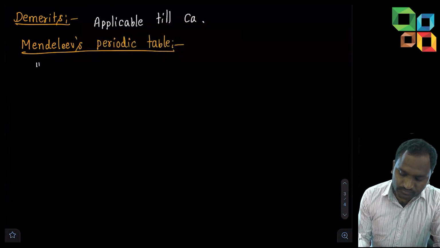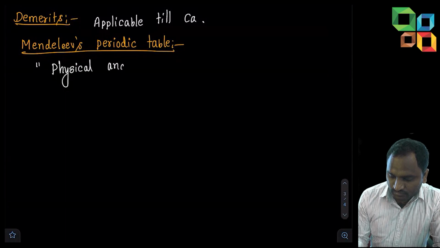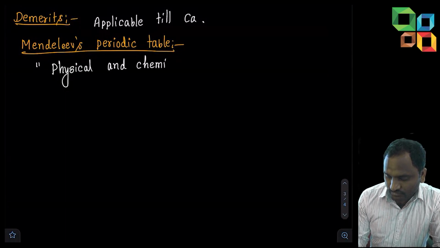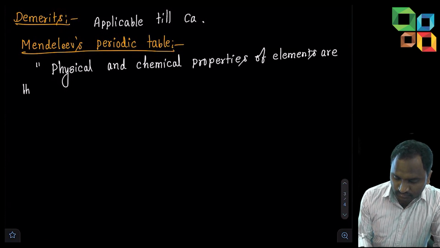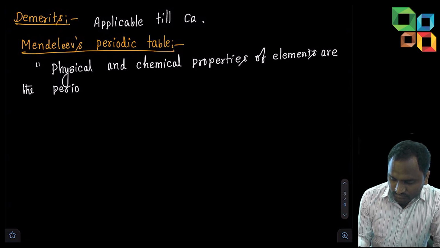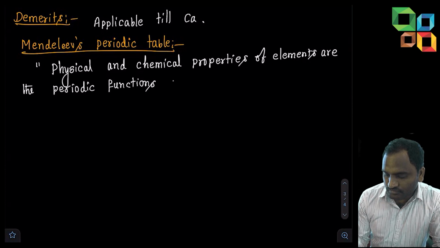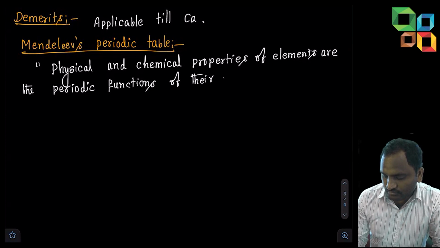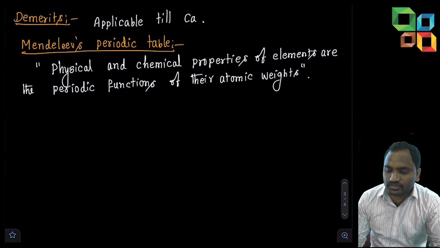I'll write here. Physical and chemical properties of elements are periodic functions of their atomic weights. This is Mendeleev's law, Mendeleev's periodic law.